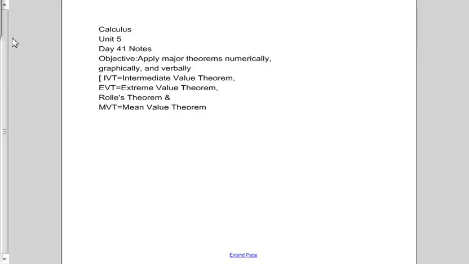Calculus Unit 5, Day 41 notes. The objective: apply major theorems numerically, graphically, and verbally. What are those major theorems? Intermediate value theorem, extreme value theorem, Rolle's theorem, and mean value theorem.